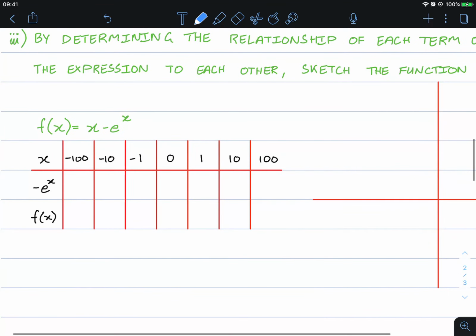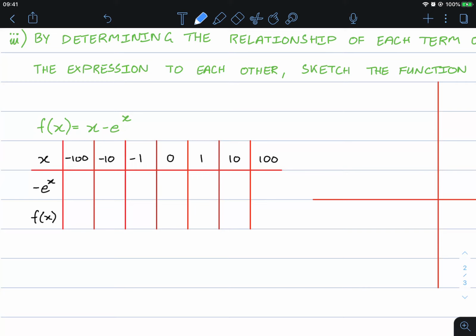So for example, I've drawn here a table of values, and often we like to use powers of 10 to see the relationship of e to the x to any other term in the function as x goes to positive infinity and negative infinity. So let's demonstrate it here.